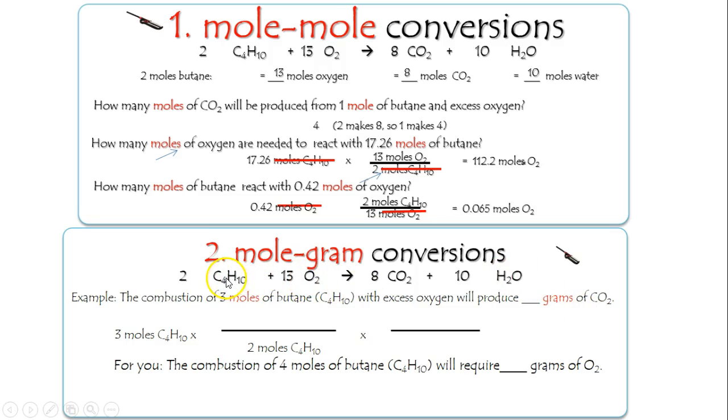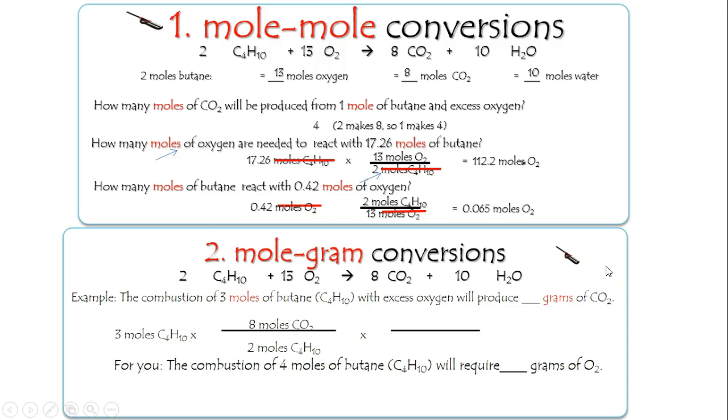Well, every 2 moles gives me 8, so it's a 4-fold increase. This will be 12 moles, each at 44 grams per mole. So I would simply multiply. This is 1.5, right? If 2 gives you 8, 3 gives you 12, right? 4-fold increase. 12 times 44 will be the answer.